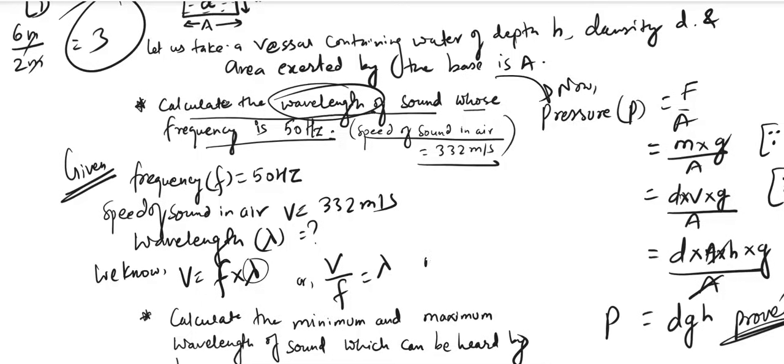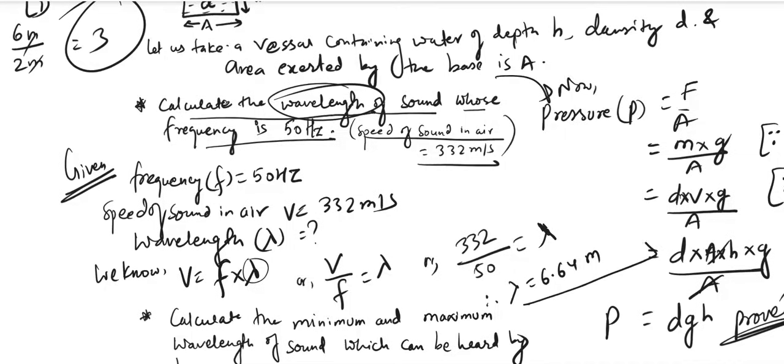Now place the values: v means 332, upon f means 50, is equal to lambda. 332 divided by 50 is how much? Lambda is equal to 6.64 meter, because wavelength is a distance, so the SI unit is meter. Like this way we can solve. Okay, the next question.